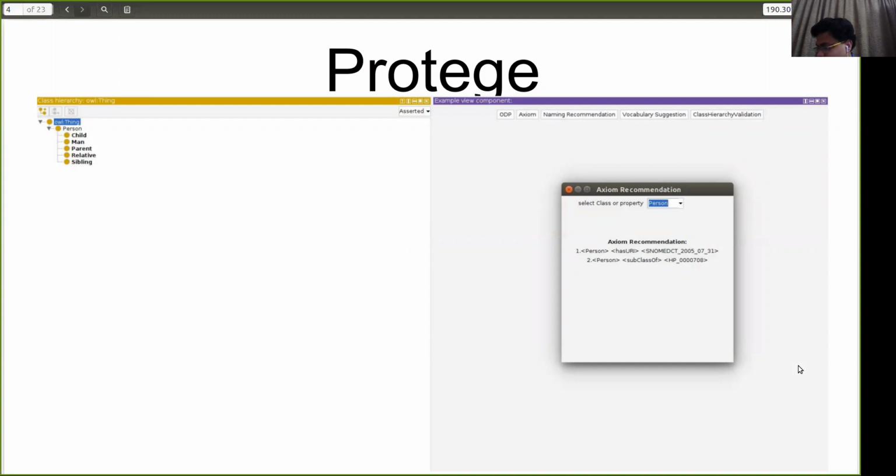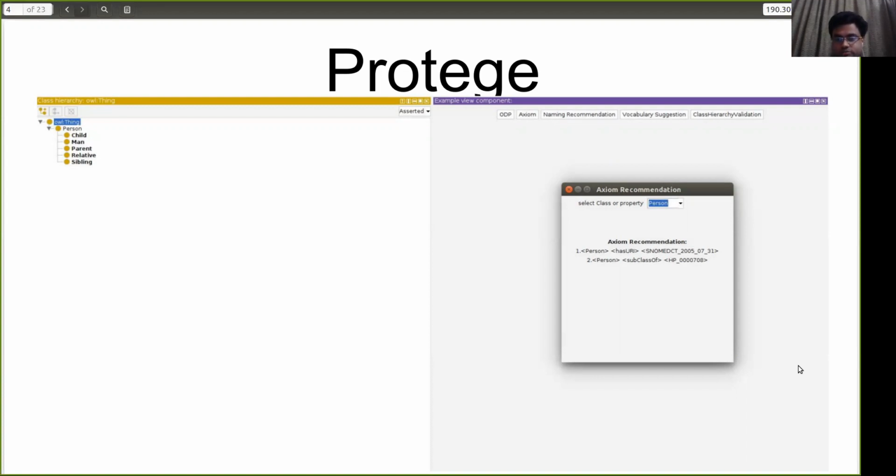Now, our work helps in building these ontologies by recommending terms in real time. We have developed a Protege plugin for the same. This picture shows the Protege window with the Ontosphere plugin. Here on the left hand side we can see the classes, where child, man, parent are subclasses of class person, while on the right hand side we see the Ontosphere plugin feature buttons. Here we can also see that the axiom recommendation window has been opened up, where axiom recommendations for class person have been shown. But this is an overall feature description of the plugin.